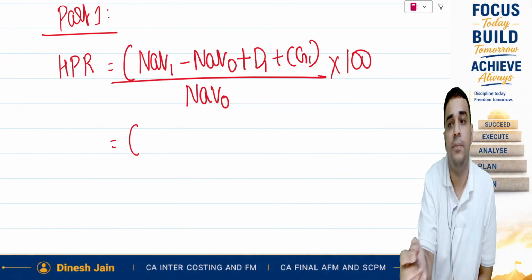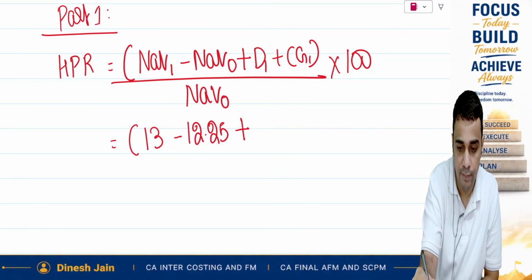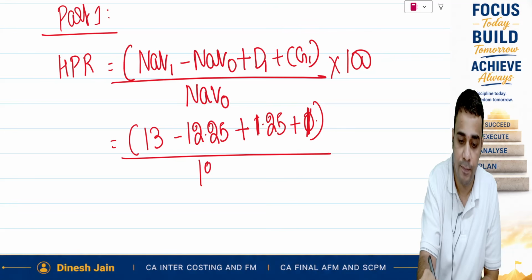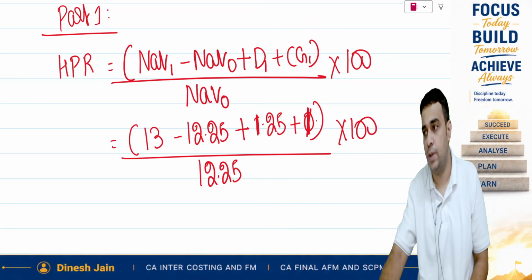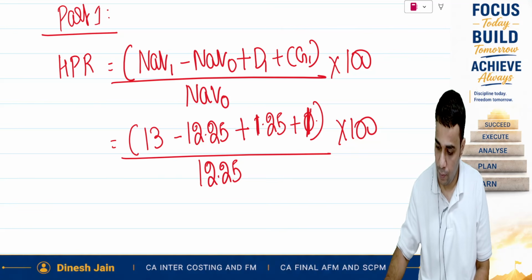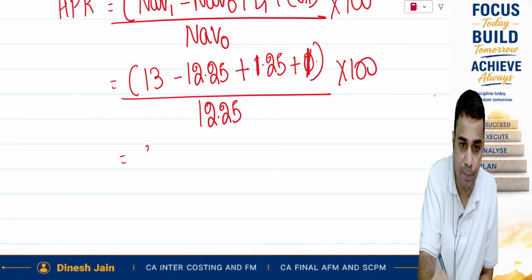What is the closing NAV? 13. Opening 12.25. Dividend 1. CG 1. Whole divided by opening. Please bring a calculator, else you will struggle in the computation part of it. Do the calculation now. Live online guys, keep typing the answer.